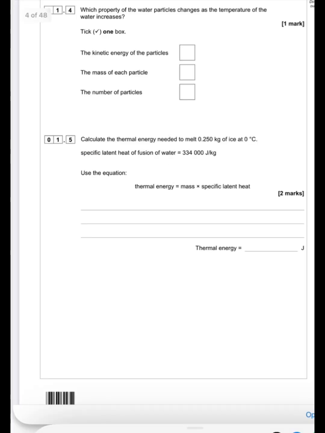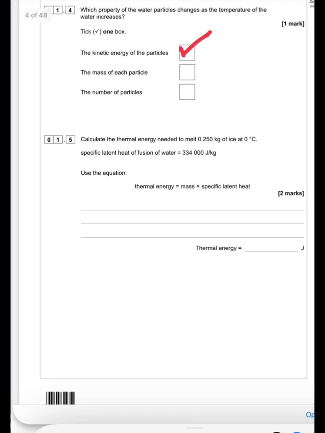Okay, this is asking us about the properties of particles. I know that temperature is related to how quickly particles are moving. Now the kinetic energy of particles relates to their movement, and is the answer here. The temperature of the water gets hotter, the particles are moving quicker, it's their kinetic energy which is increasing.